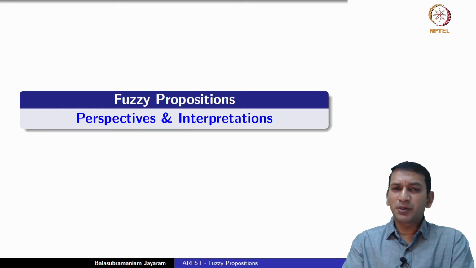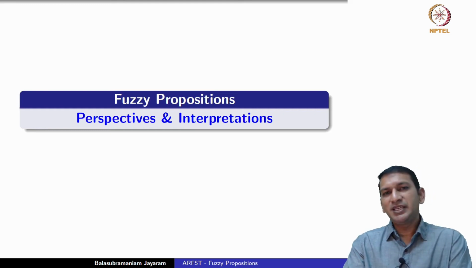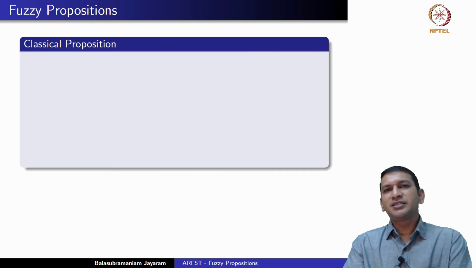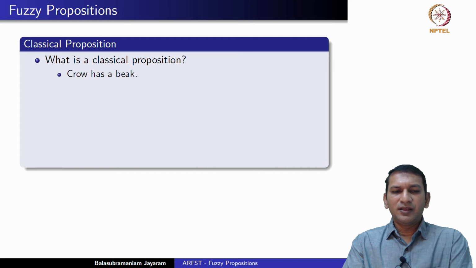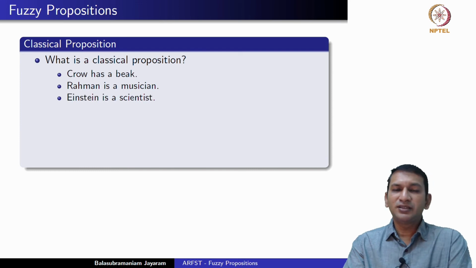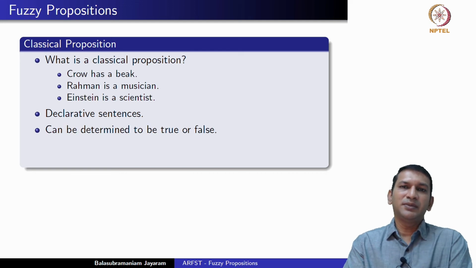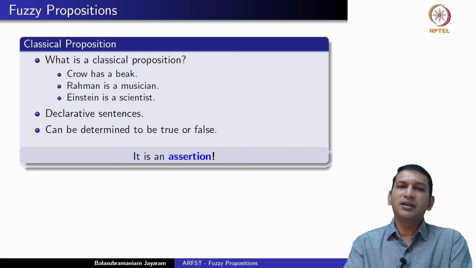Now let's look at fuzzy propositions themselves. Once again, we will see that there are many different interpretations and perspectives possible here. Now, to begin with, what is a classical proposition? Crow has a beak. Rahman is a musician. Einstein is a scientist. Now, these are propositions. Why do we call them propositions? They are declarative statements. Their truth value can be determined. Either they are true or false. In that sense, essentially, a classical proposition is nothing but an assertion.